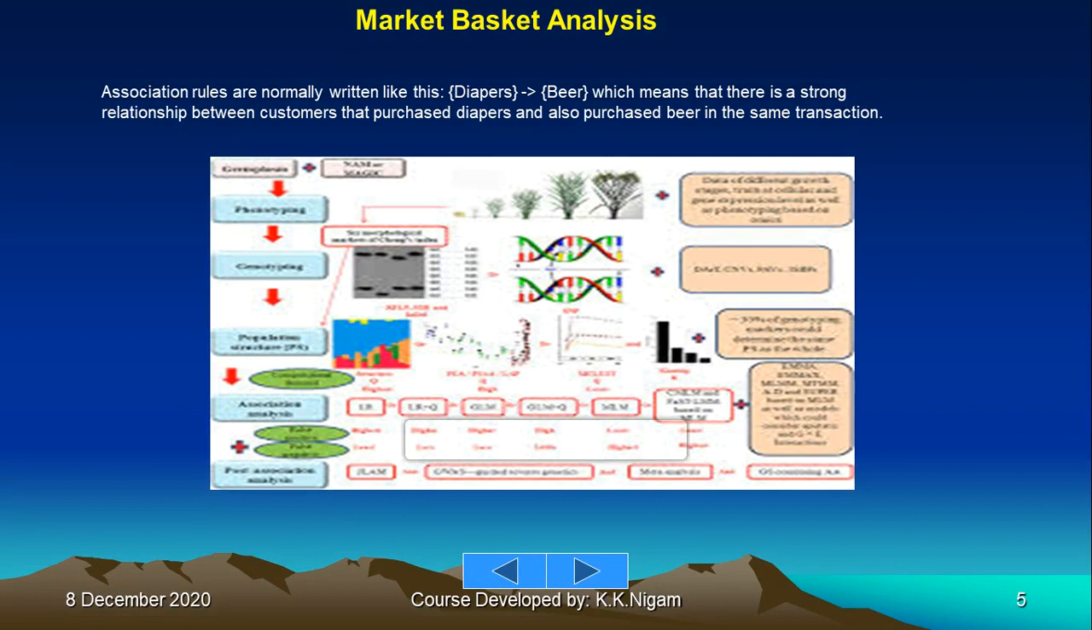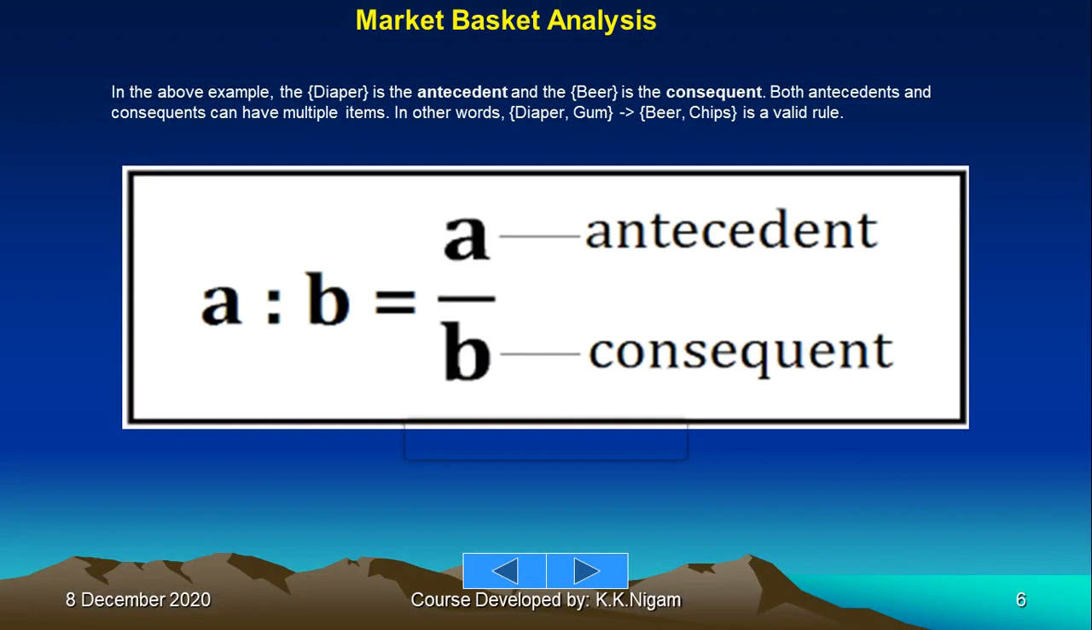Association rules are normally written like this: diapers, then along with beer, which means that there is a strong relationship between customers that purchase diapers and also purchase beer in the same transaction. This is by experience people have seen. In the above example, the diaper is the antecedent and the beer is the consequent. Both antecedent and consequent can have multiple items. In other words, diaper, gum, beer, chips is a valid rule.